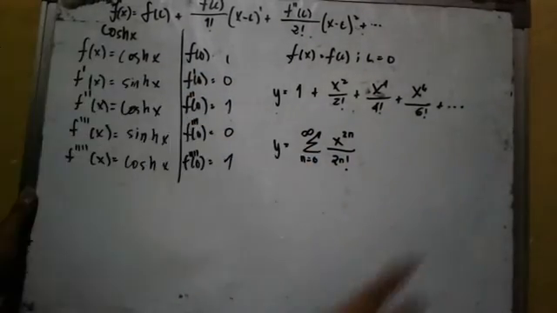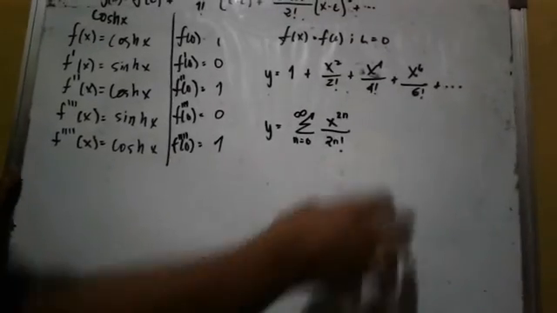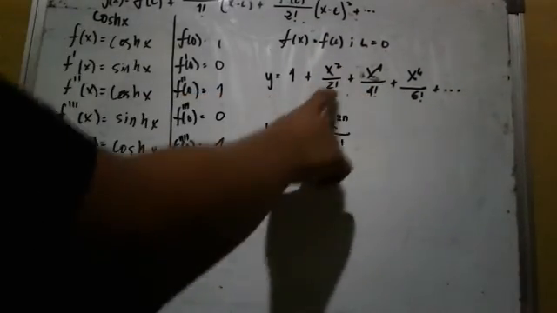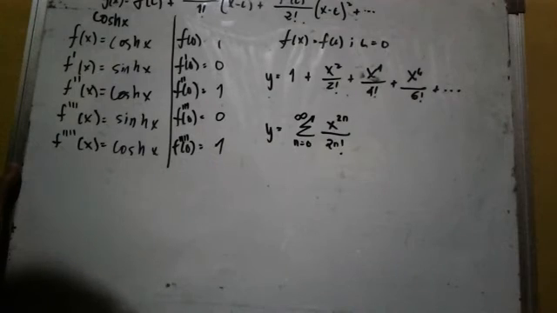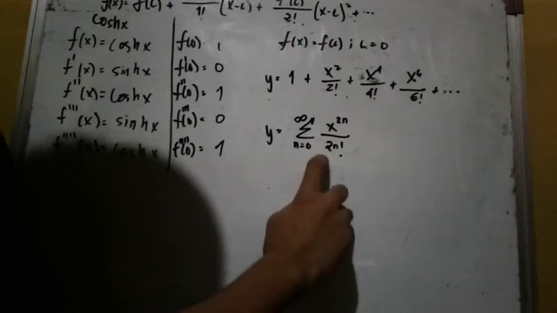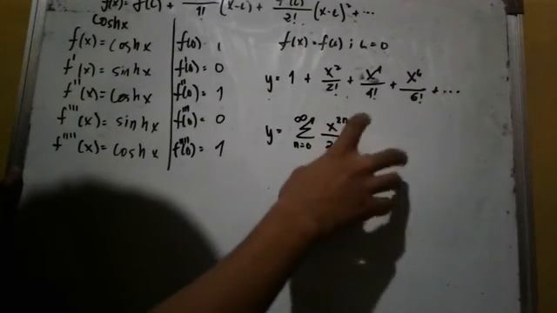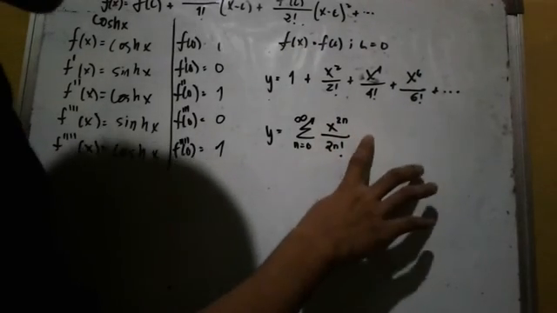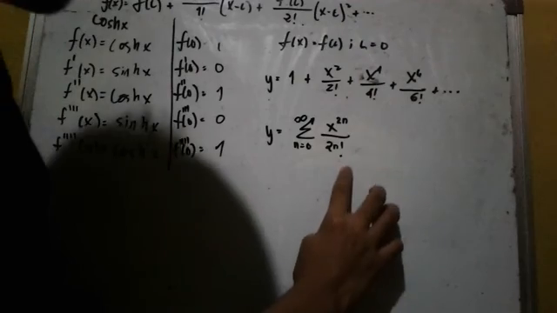and so on. So as you can see, all of our powers and factorials here are even. So we can come up with this formula: x raised to 2n over 2n factorial.